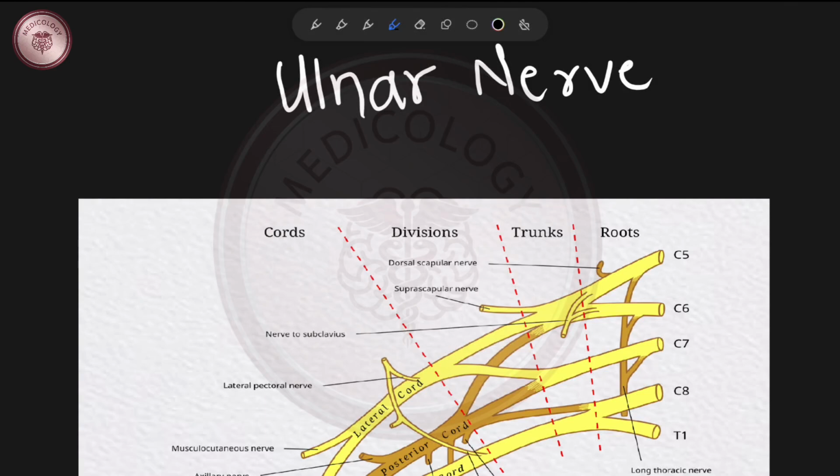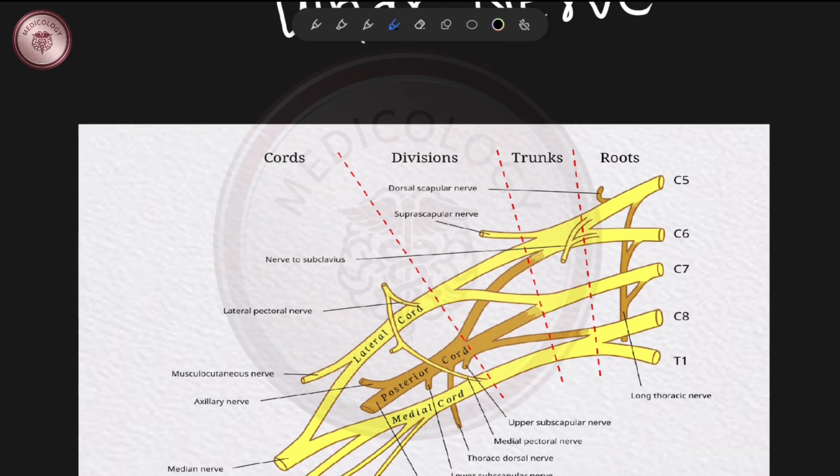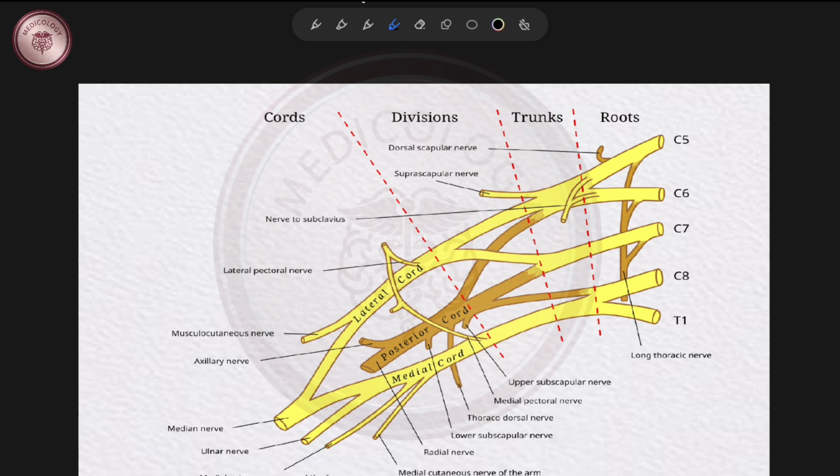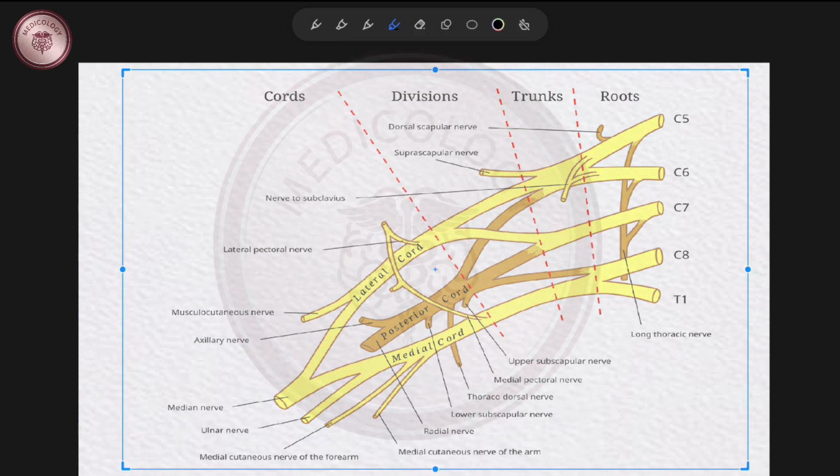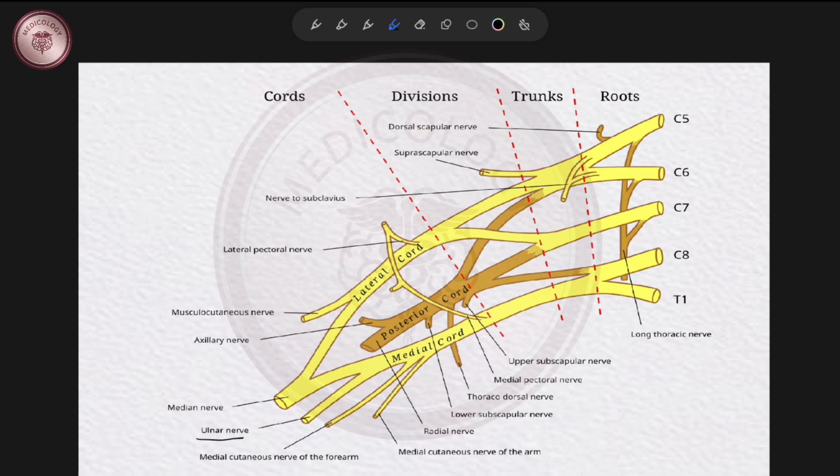Let's study about the ulnar nerve. It is the easiest and most interesting nerve in our hand, in our upper limbs. So, what is the origin of the ulnar nerve? Let's see over here. The ulnar nerve is over here.